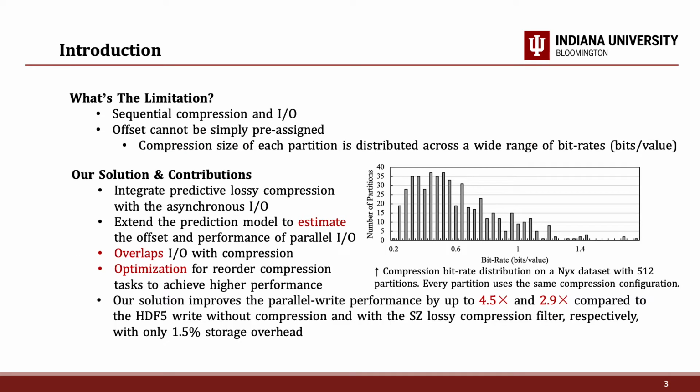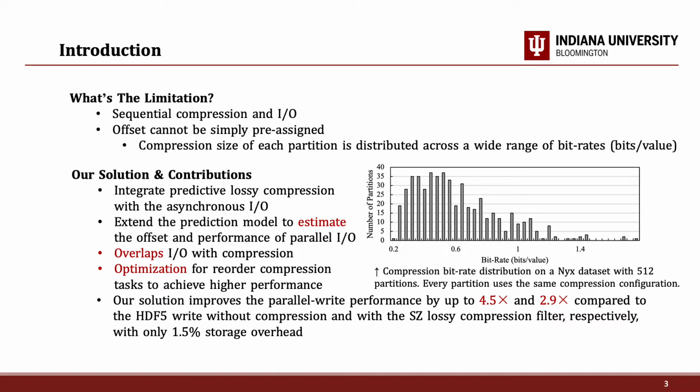However, the current implementation of the parallel write still has some limitations. Mainly, the compression and I/O are sequential to each other, which means the I/O has to wait until all the compression is finished and then start. And also, because the compressed size of each partition is distributed across a wide range of bit rates or compression ratios, as this figure on the right-hand side demonstrates, the offset cannot be simply pre-assigned for the compressed data.